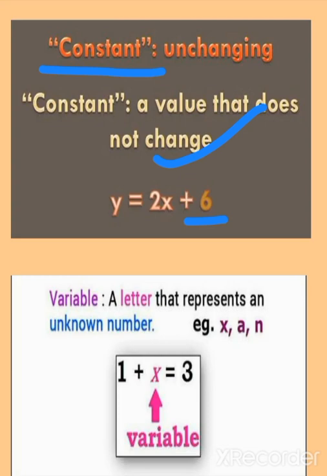Similarly, next term is variable. A letter that represents an unknown number. That means the letters which represent an unknown number whose value varies. For example, x, a, n. That means we are not aware of the values of those. We are supposed to calculate those values. As you can see in this expression, x is a variable, because we don't know the value of x, we have to calculate it.